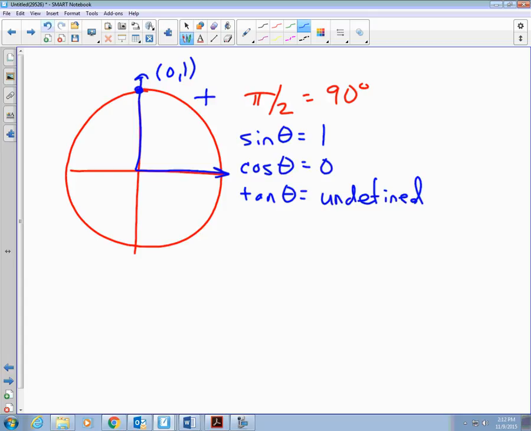Okay, now, in the first quadrant, is tangent positive or negative? Positive. How about the second quadrant? Negative. Third quadrant? Positive. And fourth quadrant? Negative. Remember, all students take calculus. So therefore, tangent is positive in the third, but it's not in the second or the fourth.